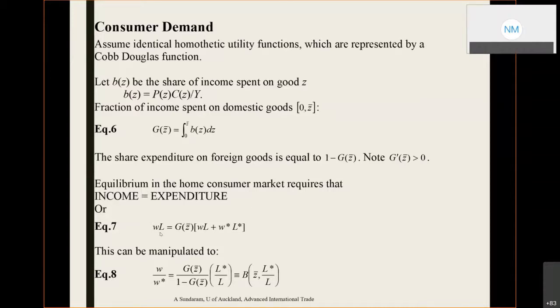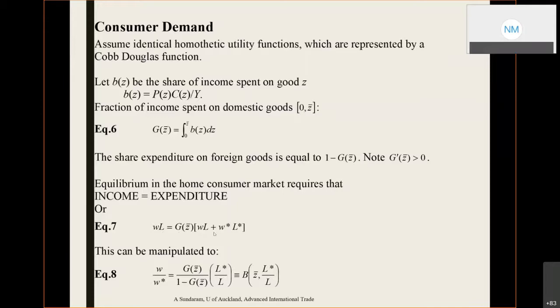Note that it's a Ricardian model, which means there's only one factor of production, and that's labor. So the total income that the country earns is nothing but the wage times the labor force of that country. Okay? So that's your total income.